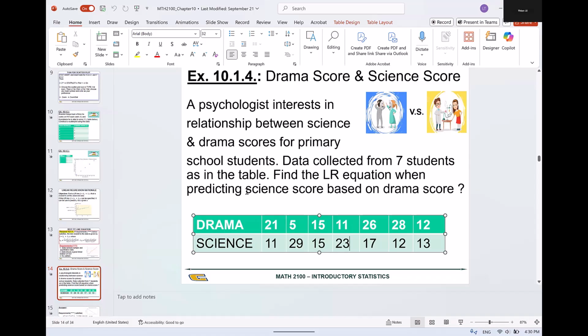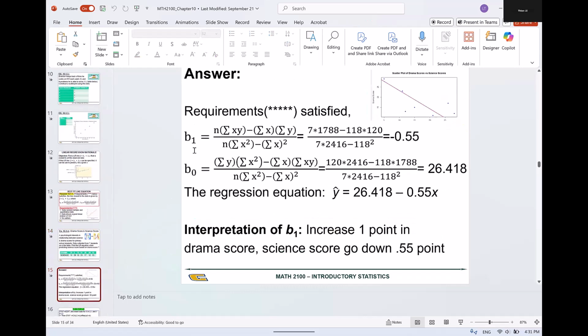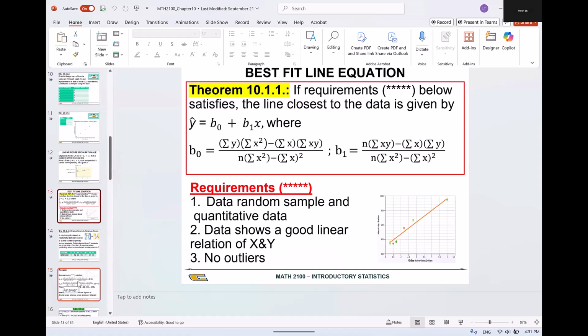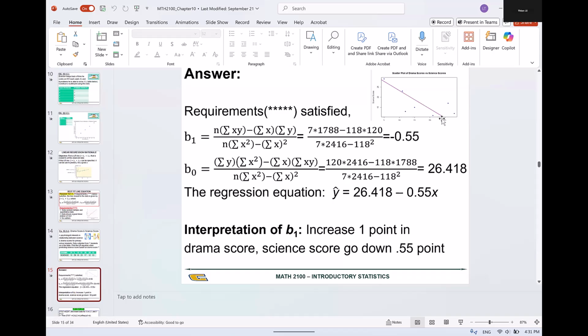So when you read the problem, you should know what your y is, right? The y is the thing you try to predict, and the x is the thing you're going to use to predict the y. So in this case, you check the requirement. The first step we do is that we plot it, right? We plot all the data points here about drama score and science score. And you can see that the data here, a random sample, shows a pretty good linear relationship. There is nothing very strange here, okay? No outlier here.